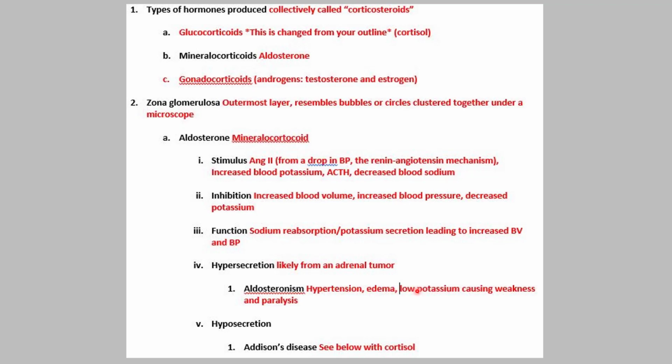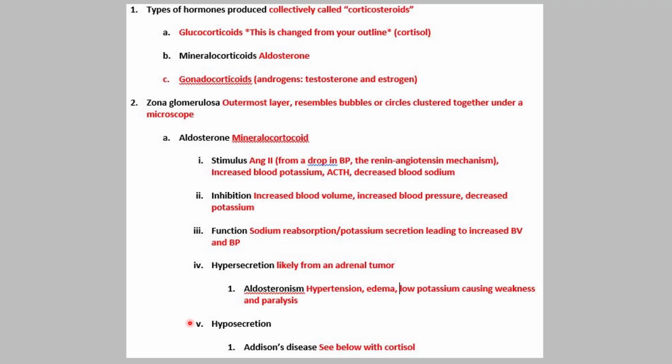Low potassium, because we're secreting too much potassium. Low potassium causes weakness, could cause paralysis. So aldosteronism or hyperaldosteronism, too much aldosterone.